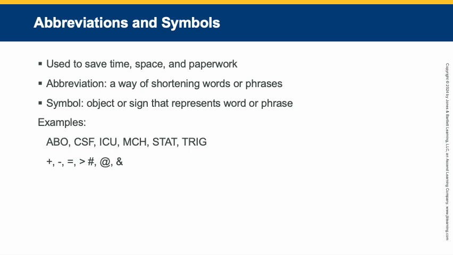Okay, abbreviations and symbols. These are used to save time, space, and paperwork. It's a way to shorten words or phrases. And a symbol is an object or a sign that represents the word or the phrase. So it gives you some examples. Also, if you are looking at your textbook again on pages 134 to 138, this is table 4-6, which gives common healthcare abbreviations.